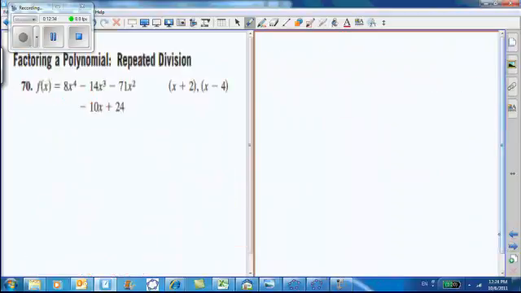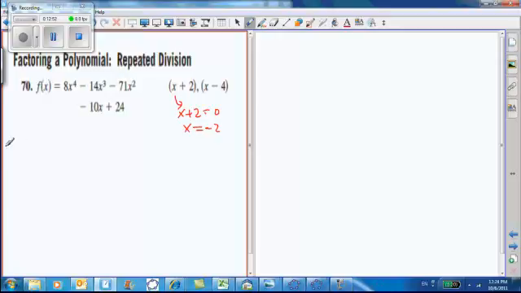Now sometimes you're given 2 factors, 2 roots. Let's see how this is going to work out. We take negative 2 as a first root, because if x plus 2 is a factor, that means x plus 2 equals 0, that means x equals negative 2. That's why you have to write it as what is being subtracted from the x. That's what goes in the box. So we try negative 2, 8, negative 14, negative 71, negative 10, and 24.